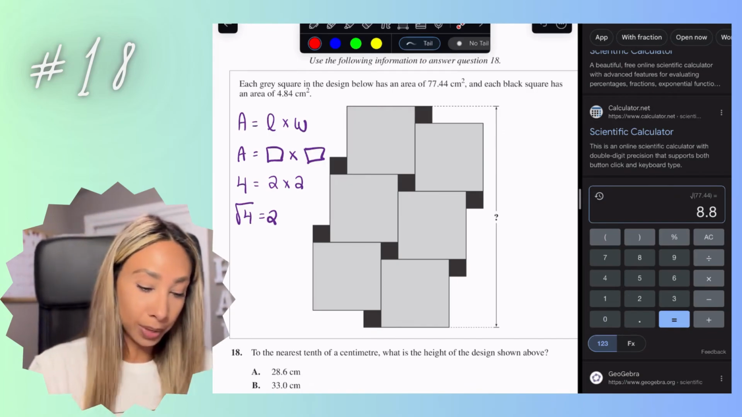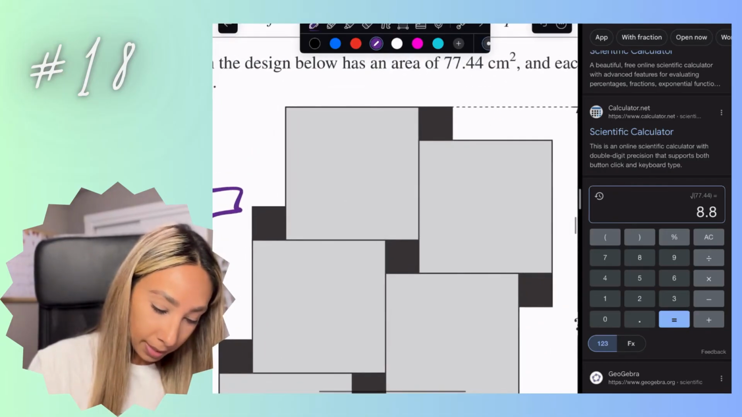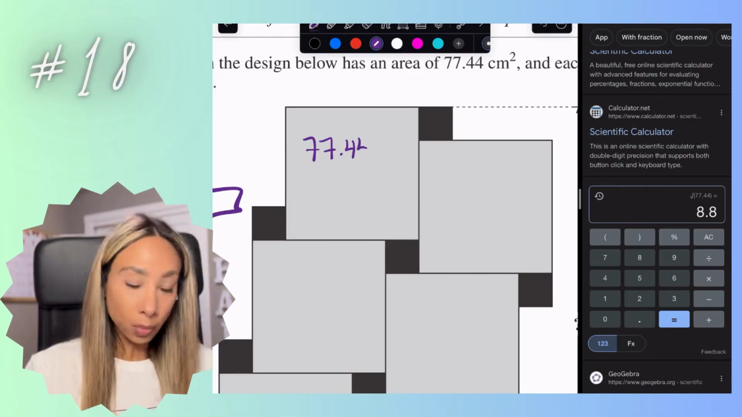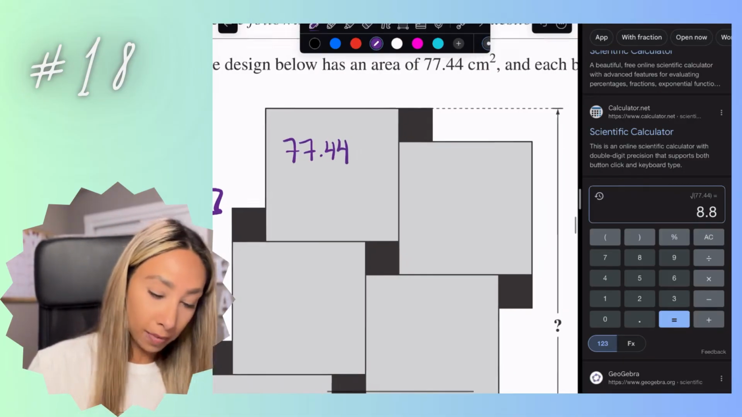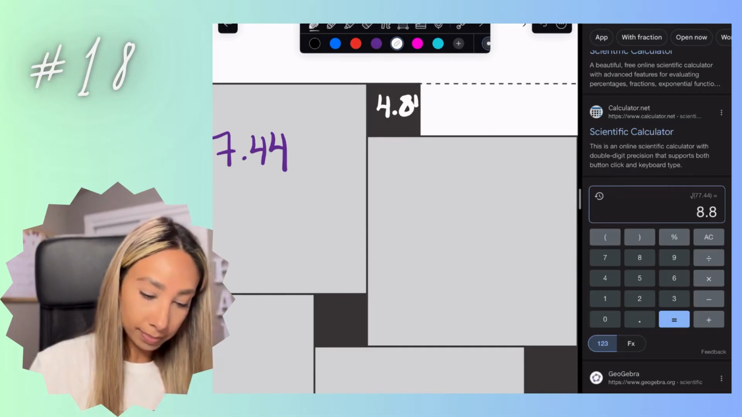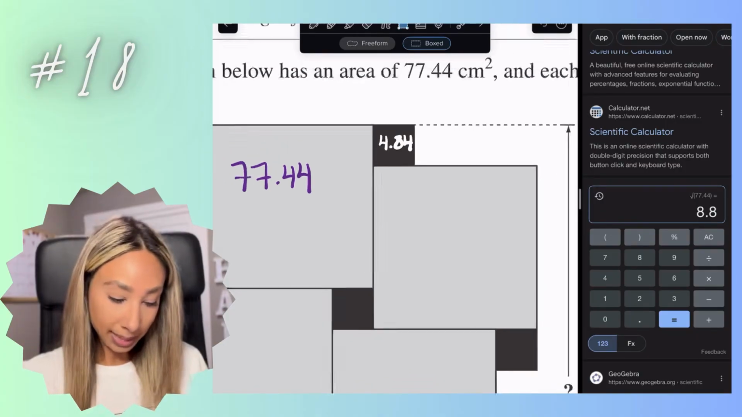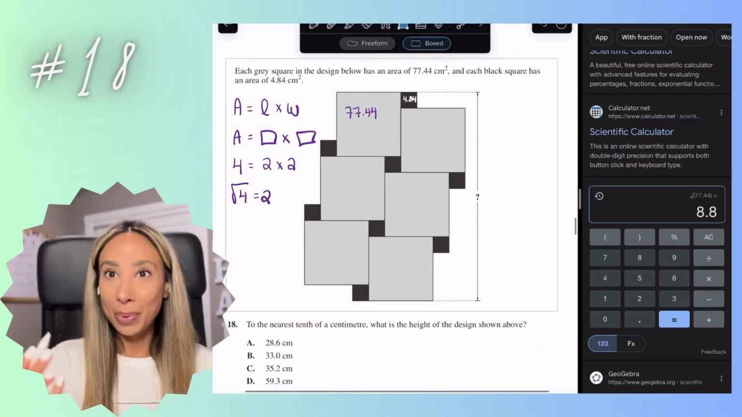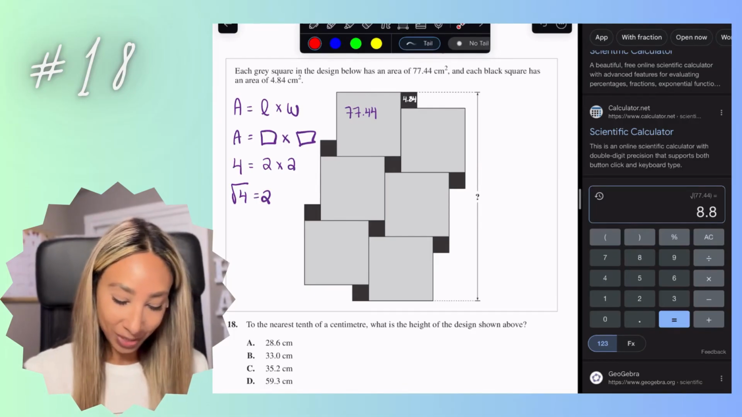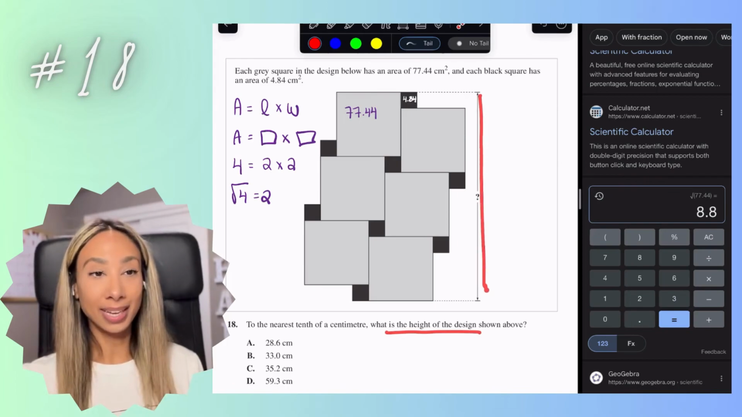So what we want to do is we know the gray is 77.44, and the black one has an area of 4.84. So our job is to figure out the side length of this. Let me actually read out the whole question. Our job is to figure out the side length, but we need to figure out the whole height of this design here. And we can only do that with the side length, right?